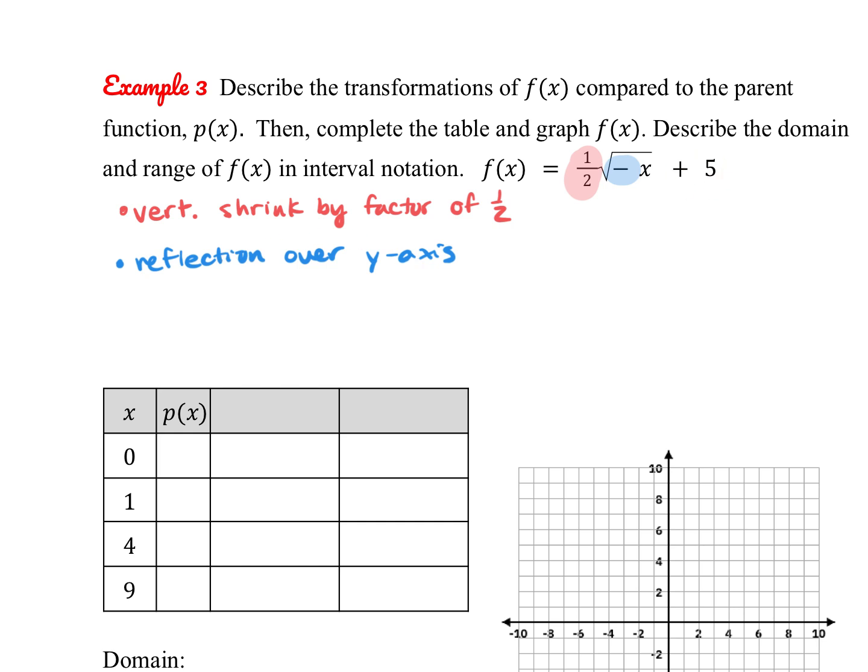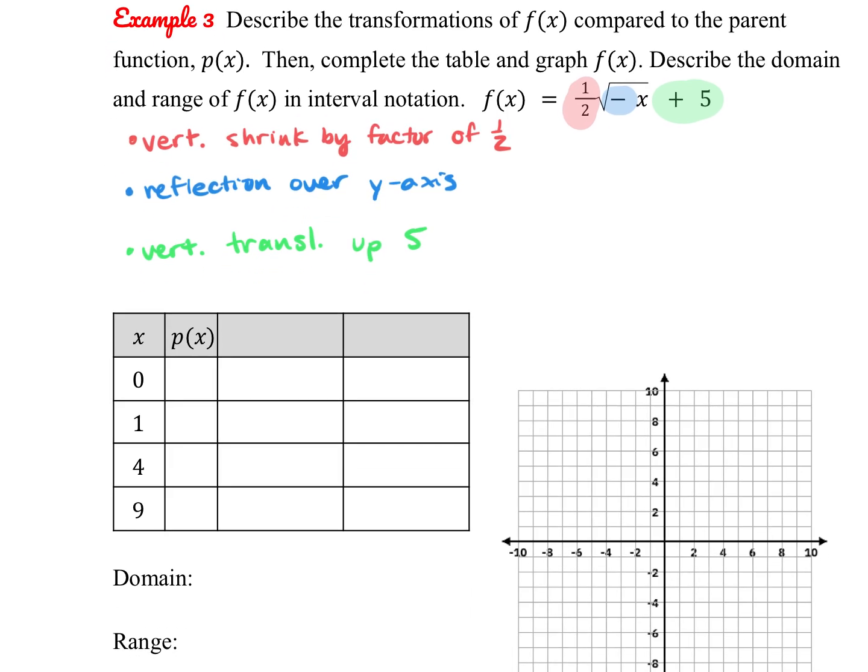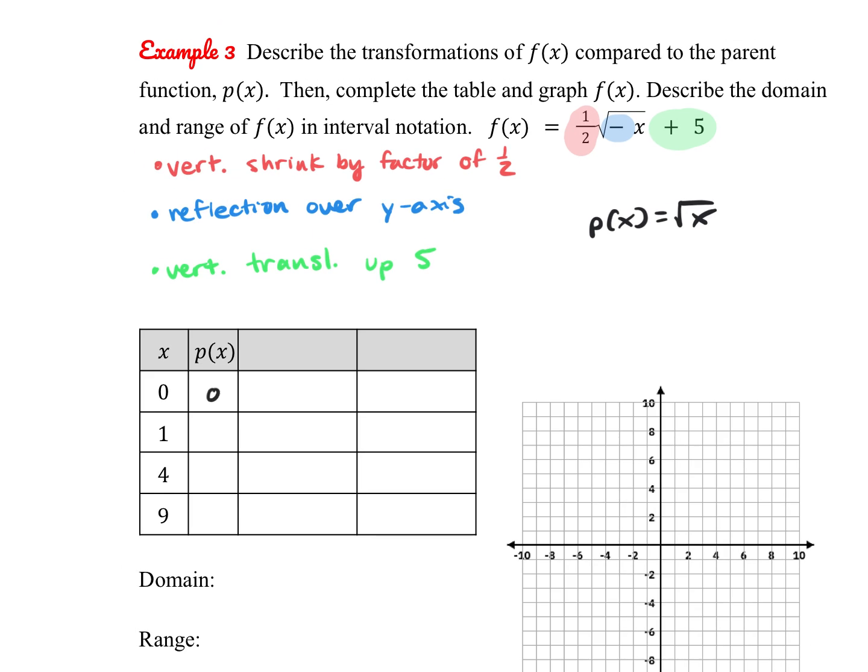And then here I can see that I'm adding 5 on the outside. So it's outside of my radical, which makes it vertical. I'm adding, so it's a translation, and it should just go up 5 units. So again, my parent function is a square root function. We will do a cube root function in just a second. So our parent function coordinates are right here.